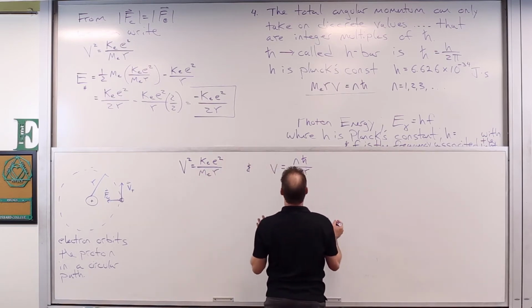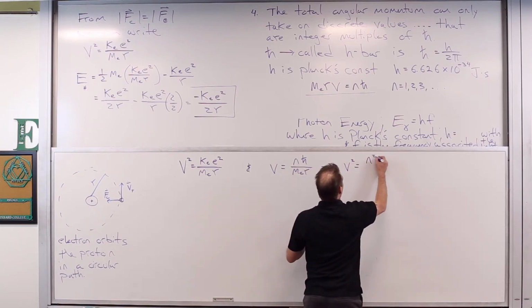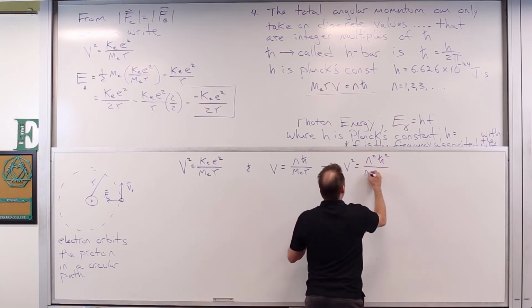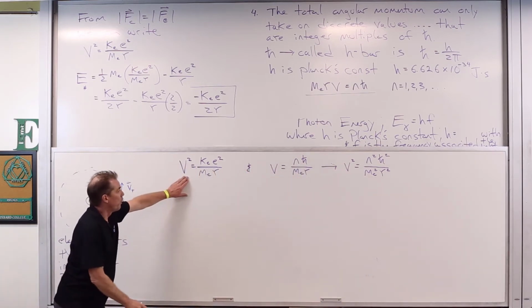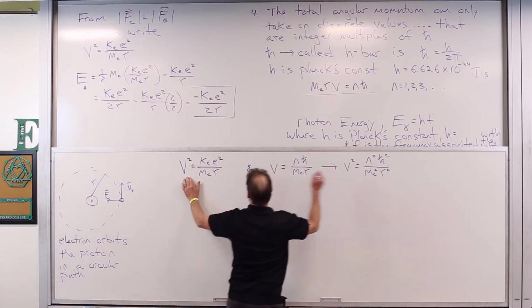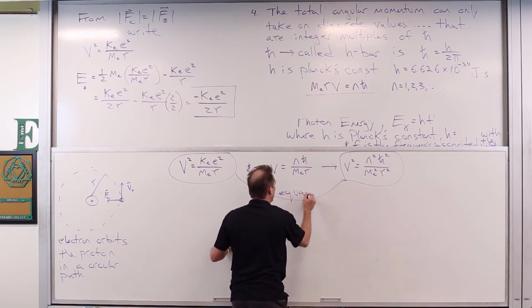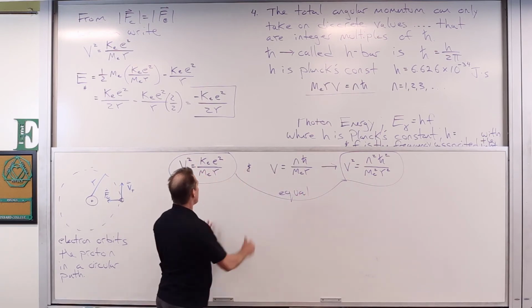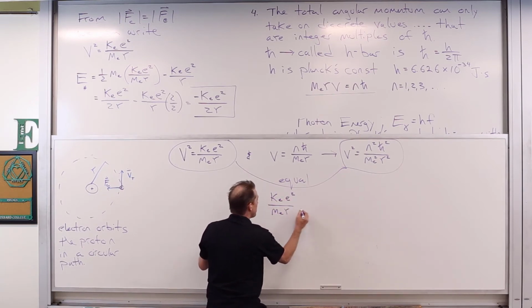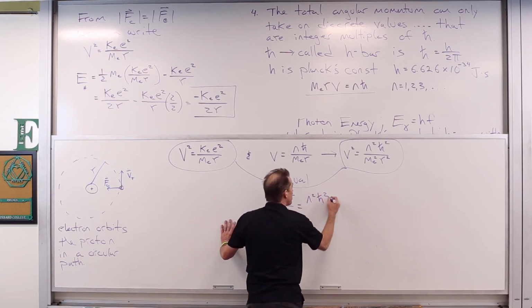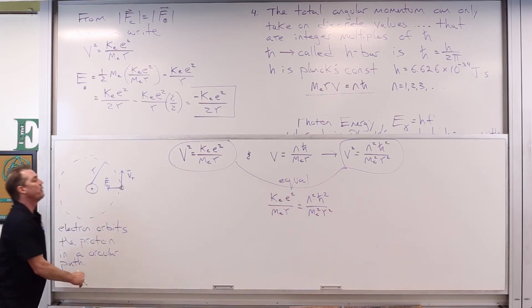Great. And what else can we do with that? Well, we could go ahead and say then that v squared is equal to n squared h bar squared over m sub e squared r squared. And say, well, this is one form of v squared. Here's another form of v squared. These two things have to be equal, right? So if v squared's this and v squared's that, we must have then that k sub e e squared over m sub e times r is equal to n squared h bar squared divided by m sub e squared times r squared.